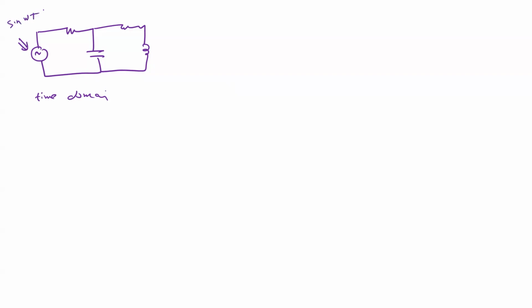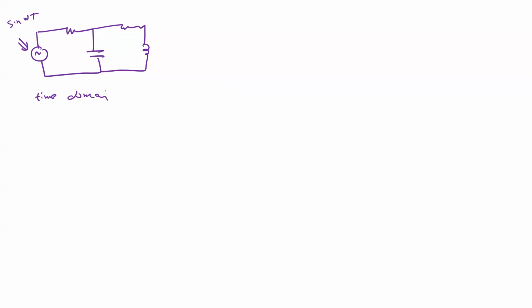Here you have a source, for example a capacitor, and here an inductor. This is the circuit we have. We call this circuit one in the time domain. Why is it in the time domain? Because here the voltage source can be sine or cosine, for example sine omega t. The voltage source can be sine or cosine, but this is the time domain.